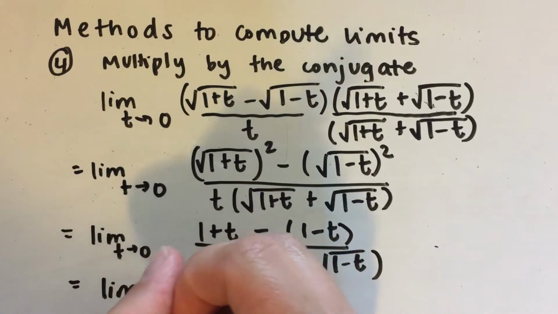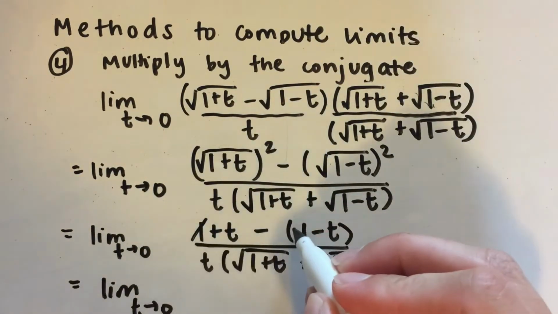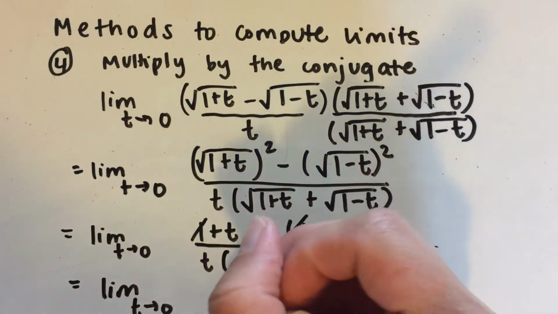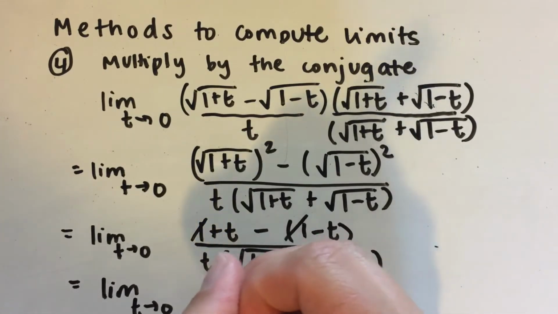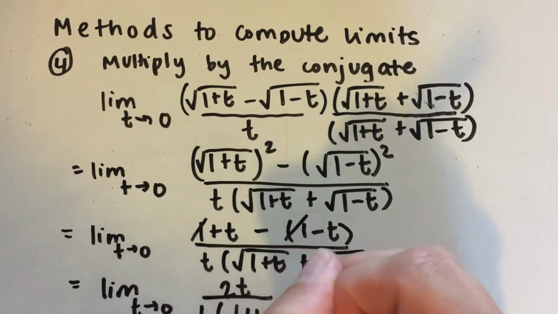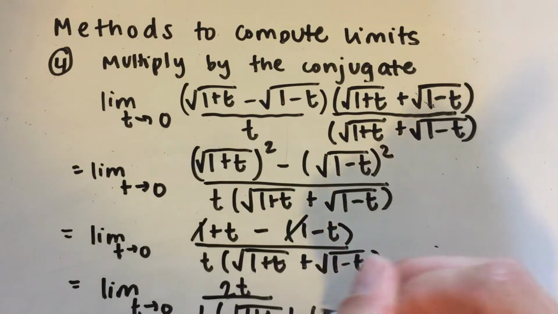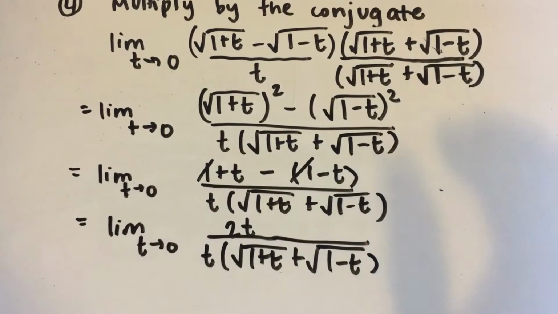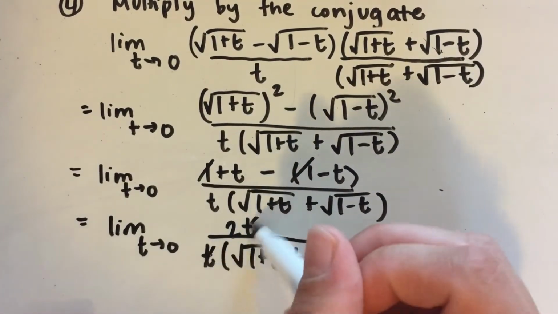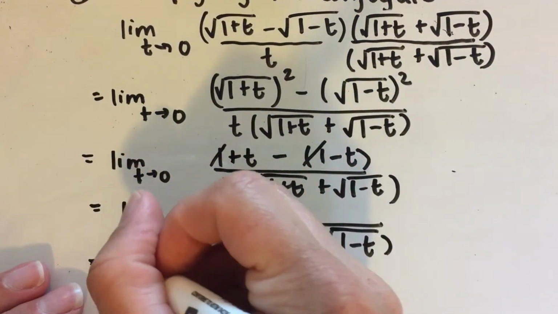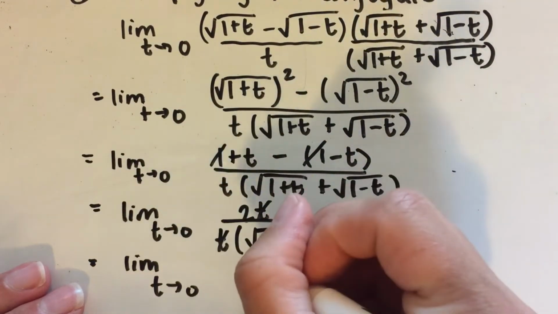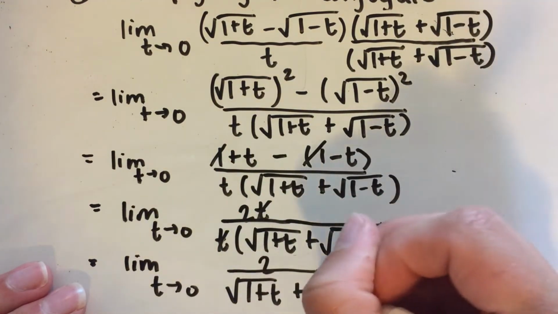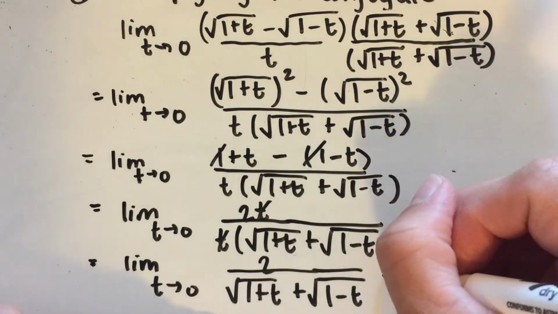So here the 1's will cancel, and then t minus negative t is going to be 2t over t times the square root of 1 plus t plus the square root of 1 minus t. So now we see that the t's can cancel. And we're left with 2 over the square root of 1 plus t plus the square root of 1 minus t. And at this point we can plug in the 0.